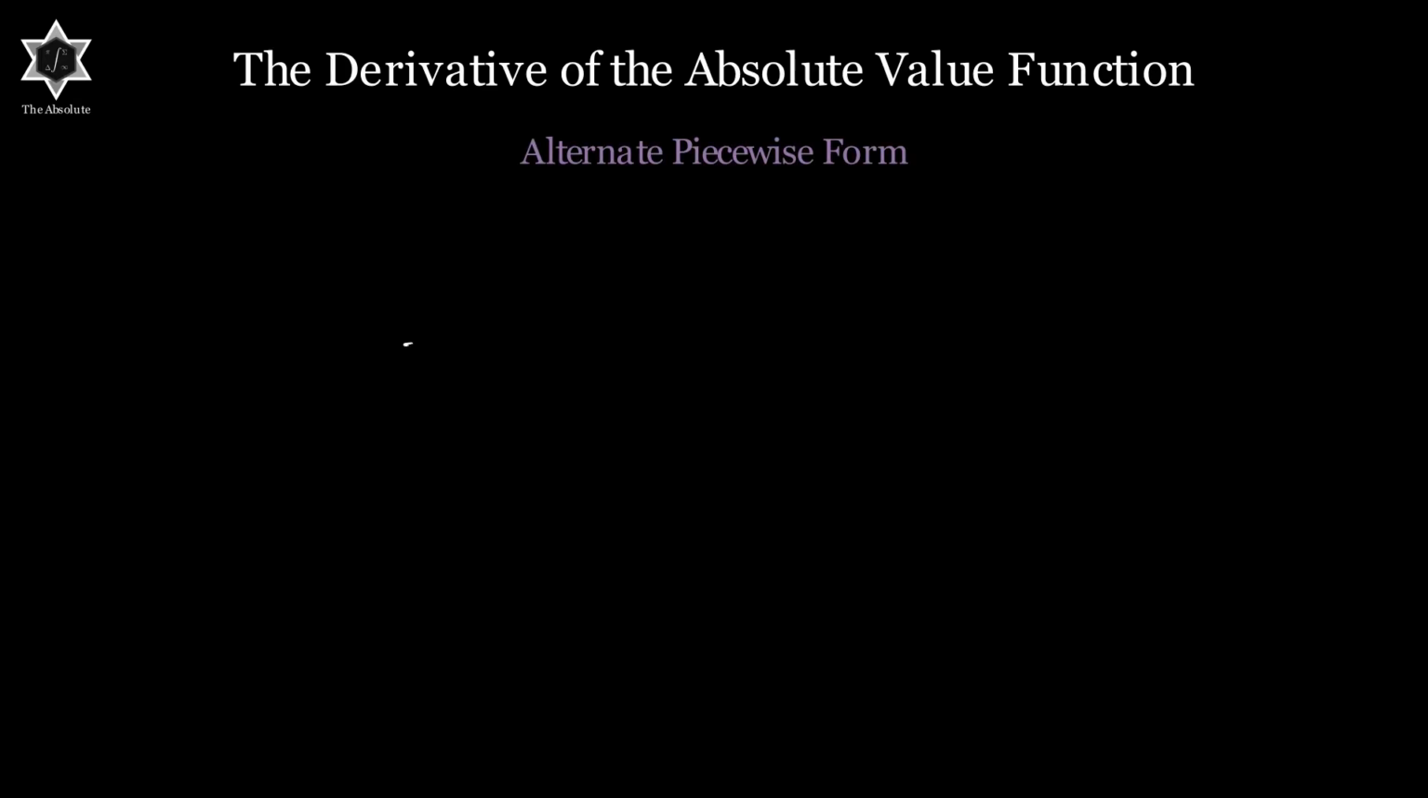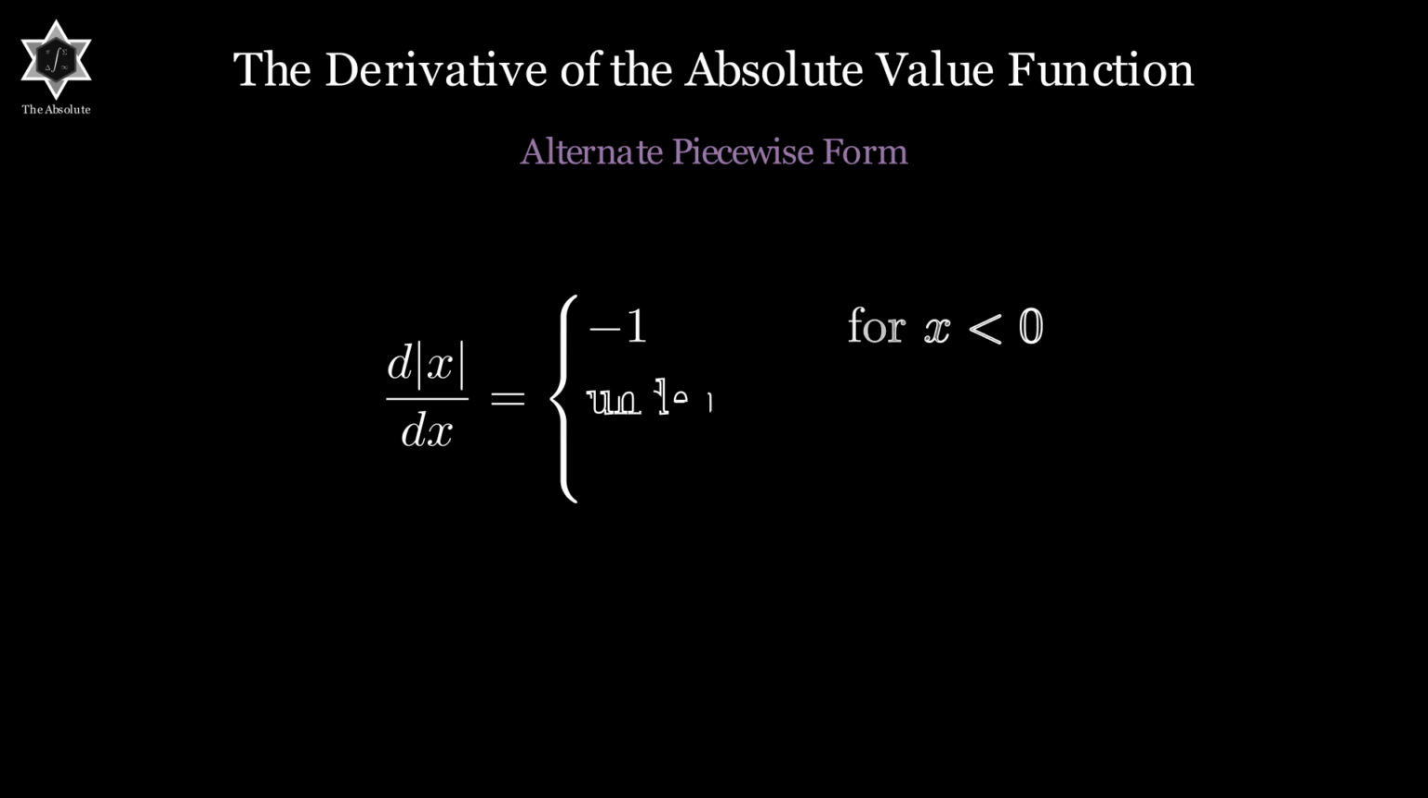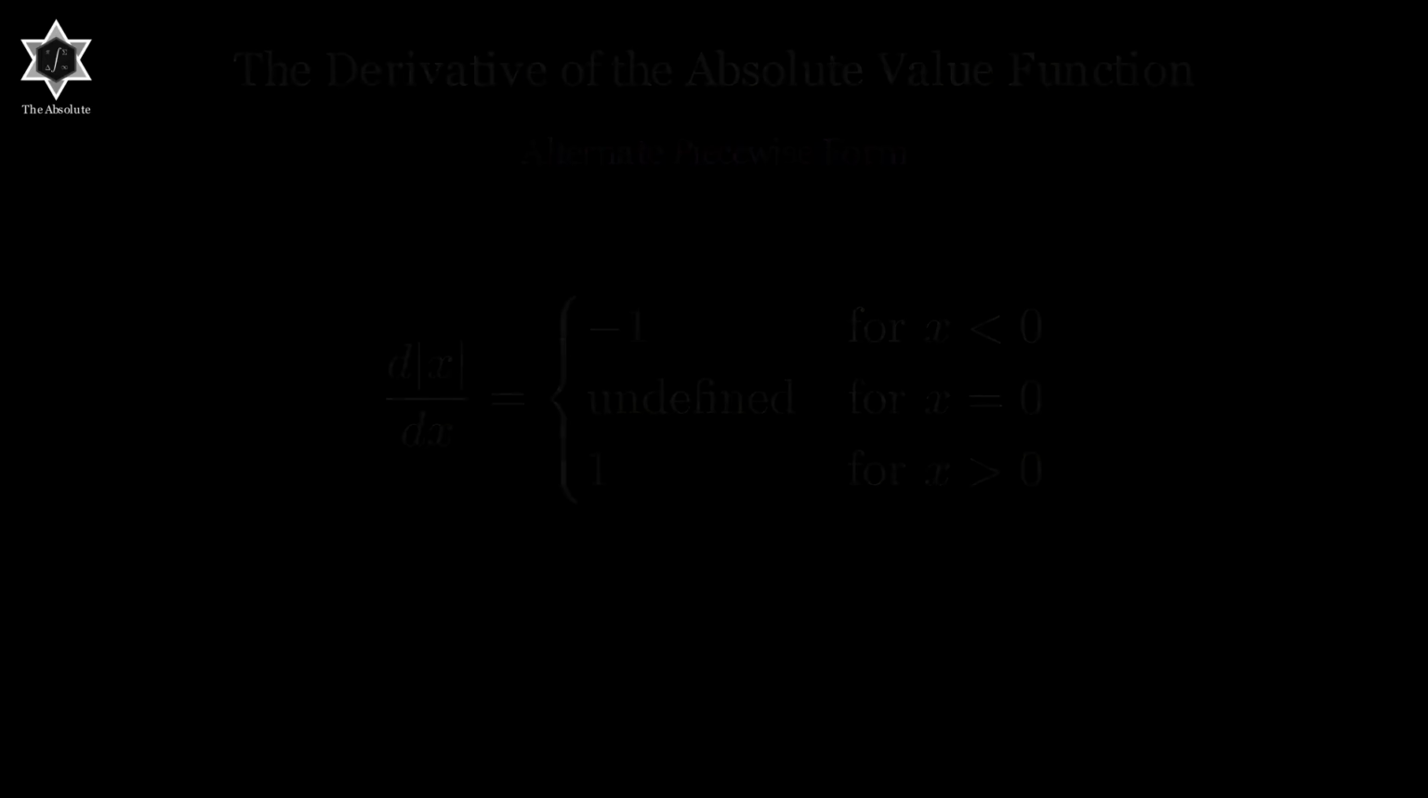We can express this more explicitly as a three-branch piecewise function: -1 for x less than 0, undefined at x equals 0, and 1 for x greater than 0. Now let's prove this result rigorously, starting with the chain rule method.